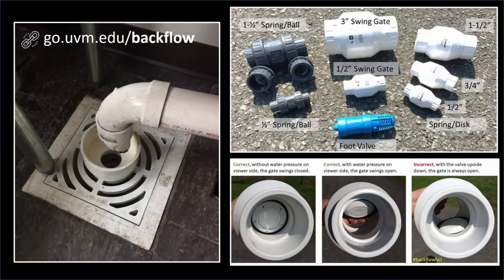We want to talk a little bit about preventing backflow. We have a full guide about backflow at go.uvm.edu/backflow. These are some examples of strategies for preventing backflow. On the left-hand side is an air gap or a broken drain, and it's intentionally broken. This is coming out of a sink going into a floor drain.